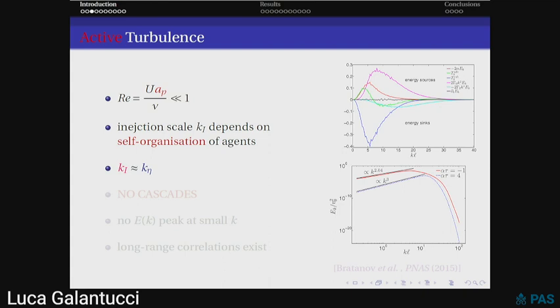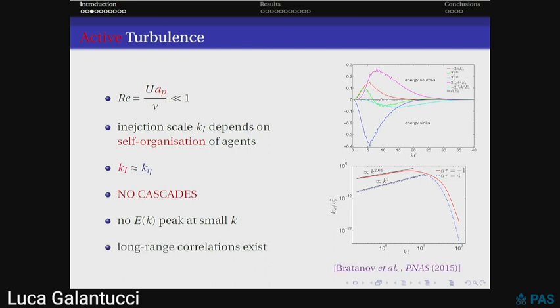And importantly, the injection scale is approximately equal to the dissipation scale. On the top right, you can see that the magenta curve is the injection curve. It peaks at the same scale as the energy dissipation, which is the blue line, which is negative. This means that no energy cascades are possible, simply because there's no room. There's no scale separation between injection and dissipation. And so the kinetic energy spectrum does not peak at large scales, as in classical turbulence, and there is no Kolmogorov k to the minus 5/3.